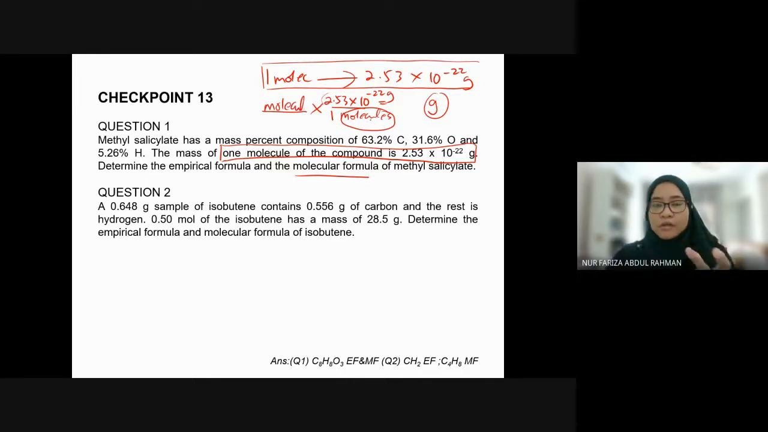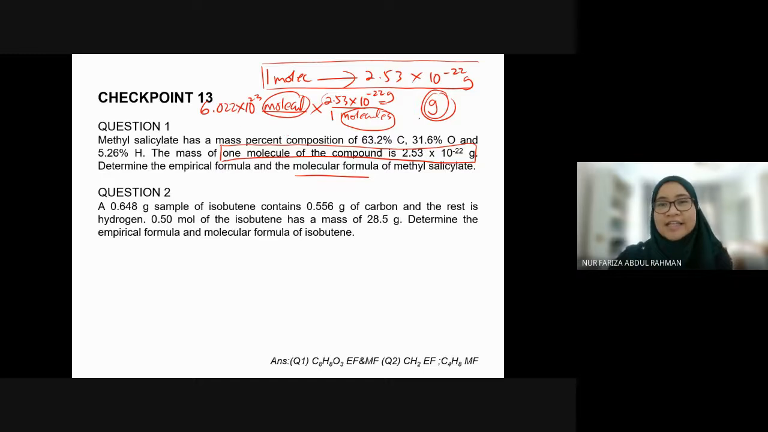So now what is the value that needs to be put here? Remember, we want it to be in 1 mole. The mass should be for 1 mole. If it's molecule, what is the number of molecules that represents 1 mole? Yes, it is Avogadro's constant. So it should be 6.022 times 10 to the power of 23 molecules.